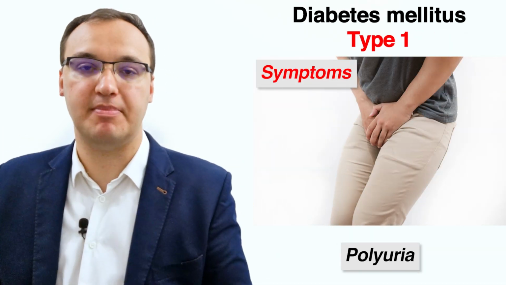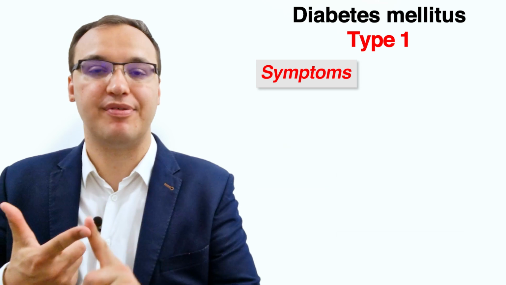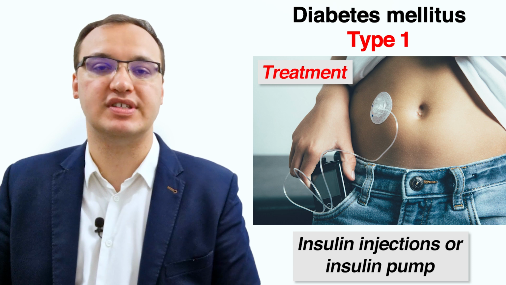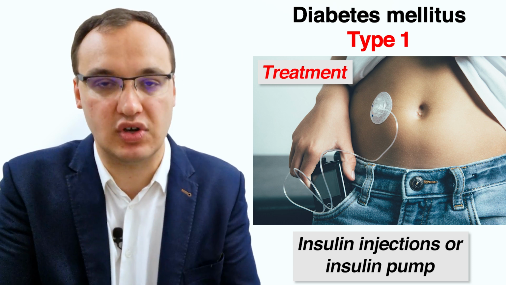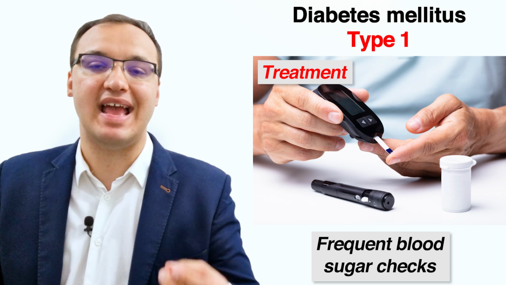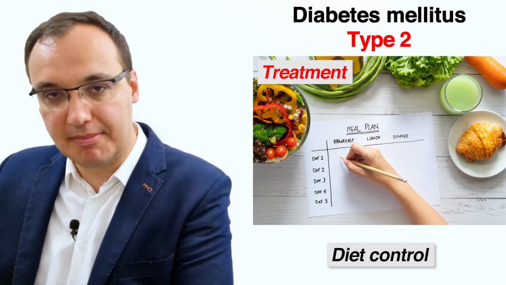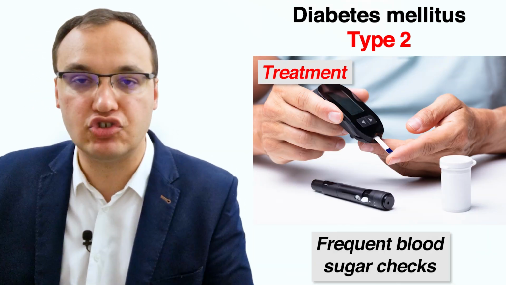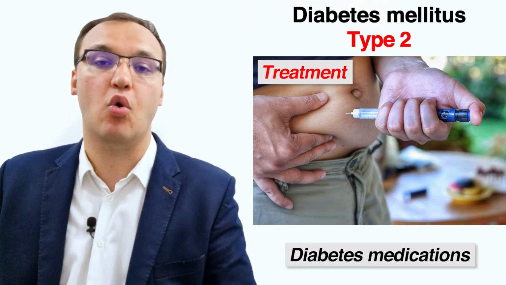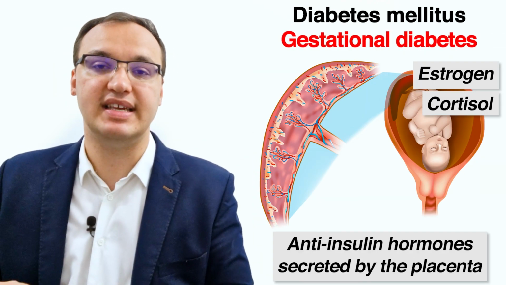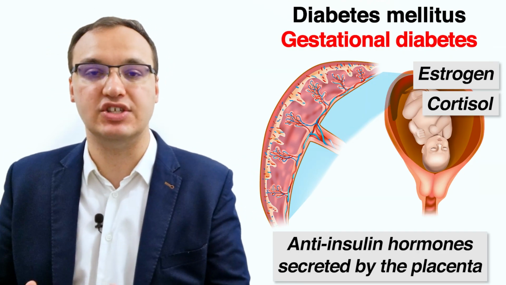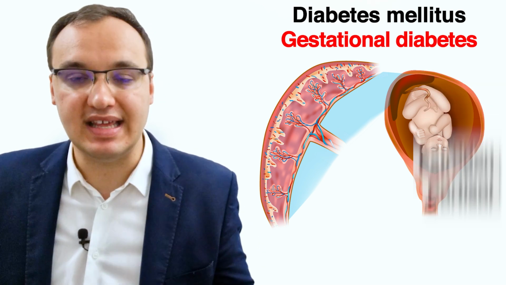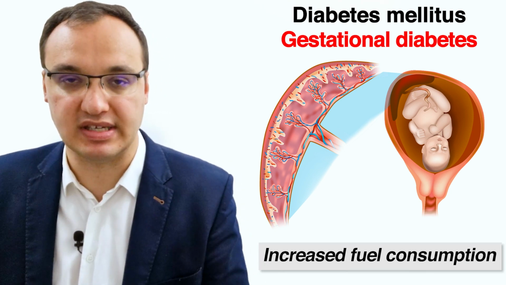Symptoms of diabetes include frequent urination, thirst, fatigue, and so on. Treatment for type 1 diabetes involves insulin injections or the use of an insulin pump, regular blood sugar checks, and carbohydrate counting. Treatment of type 2 diabetes primarily involves lifestyle changes and monitoring your blood sugar, along with diabetes medications or insulin in some cases, or both. And in gestational diabetes, a woman's pancreatic function is insufficient to overcome anti-insulin hormones secreted by the placenta and the increased fuel demand during pregnancy.